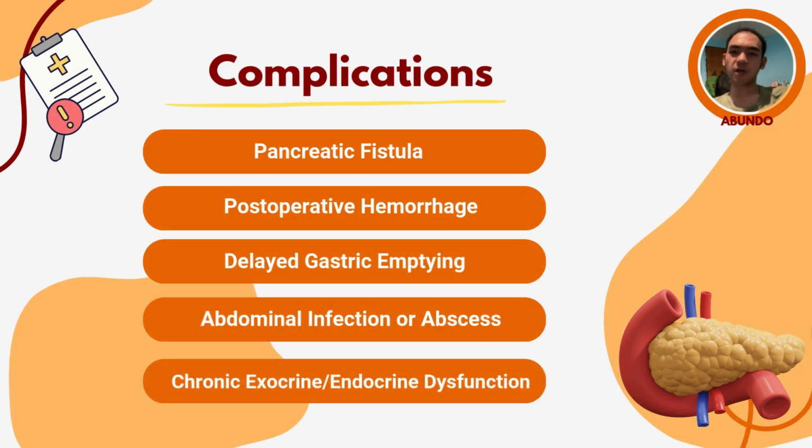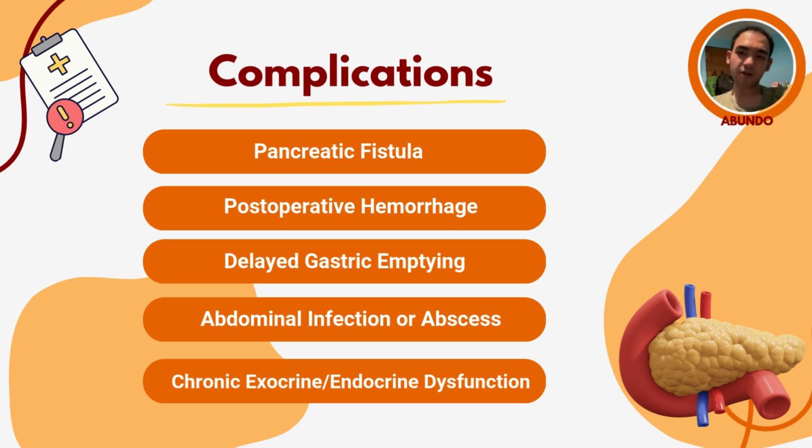As with any major abdominal surgery, particularly involving the pancreas, the Frey procedure carries a number of potential post-operative complications. These arise due to the pancreas's fragile nature, its role in enzymatic secretion, and its proximity to major vascular and digestive structures. First complication is pancreatic fistula.